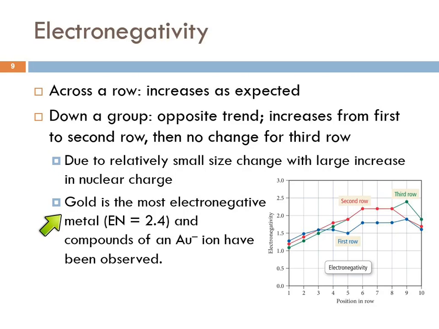So if you look at tables of electronegativities, gold is the most electronegative metal. It actually has an electronegativity of 2.4. It's more electronegative than phosphorus. It's up with carbon. And so compounds with a negative gold ion, a gold anion, have actually been observed. That's not something we would expect from a metal, right? We told you that metals form cations.